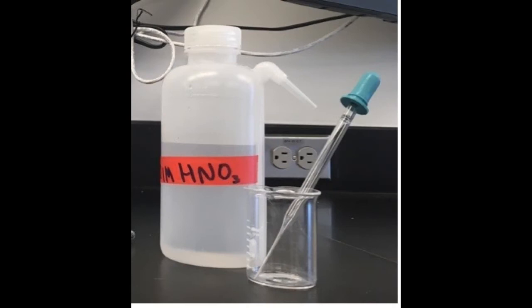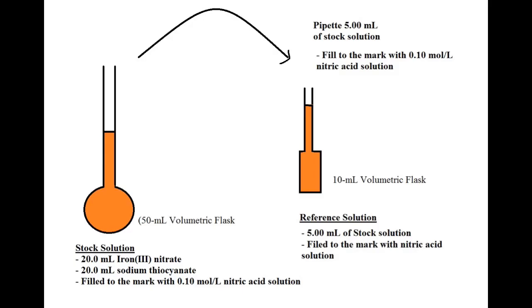Unlike other experiments, your solvent in this case is 0.1 molar nitric acid, so be sure to fill to the mark with 0.1 molar nitric acid, not deionized water. Pipette 5 milliliters of this stock solution into a 10 milliliter volumetric flask. Fill the volumetric flask to the mark with 0.1 molar nitric acid solution, stopper, and mix. This is your reference solution.